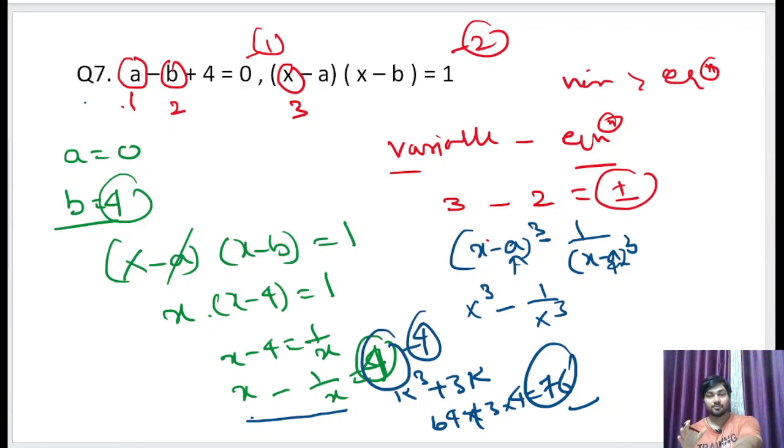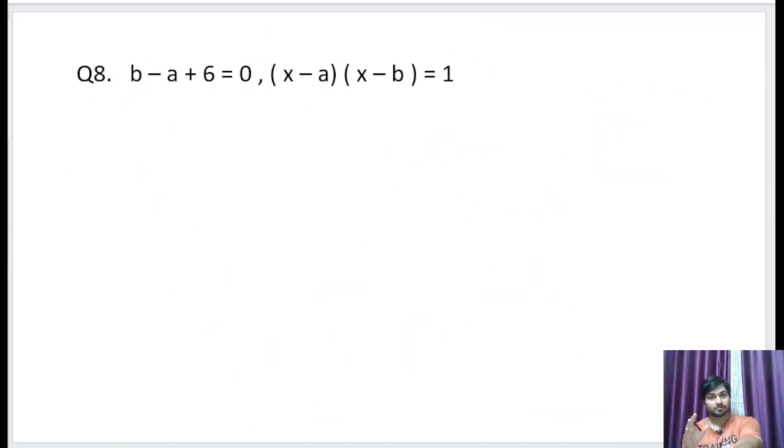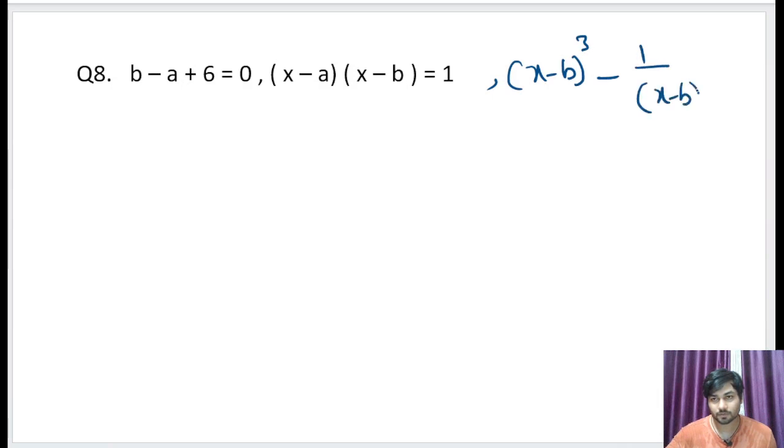We have the same answer, but two different methods, and definitely you will be using the value putting method. Now, again I have the same type of question, and here you need to find out x minus b whole cube minus 1 upon x minus b whole cube.